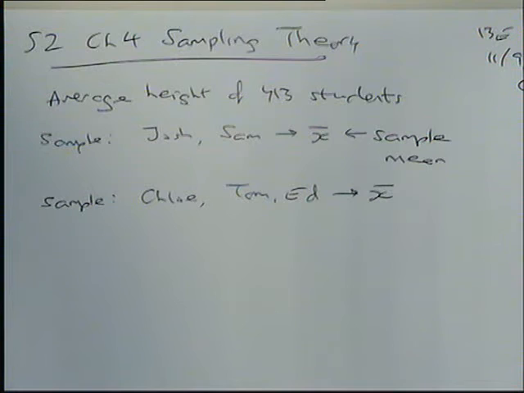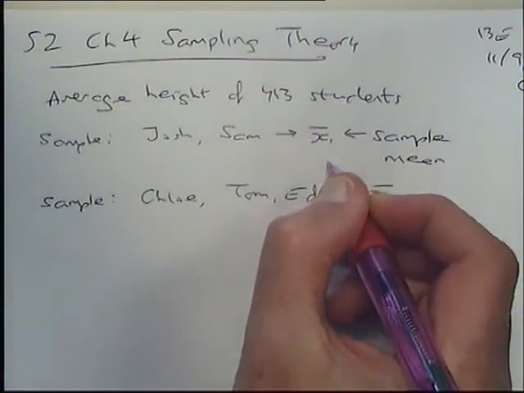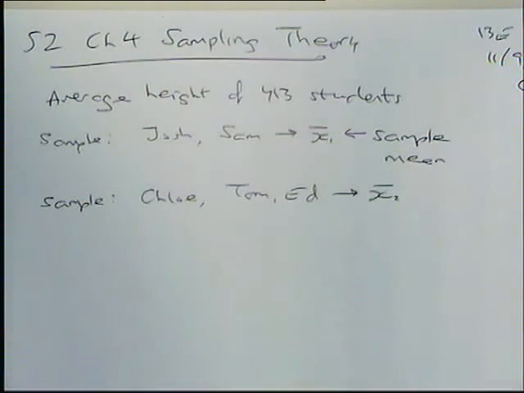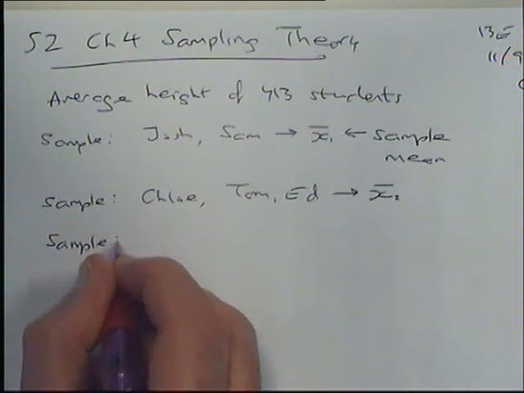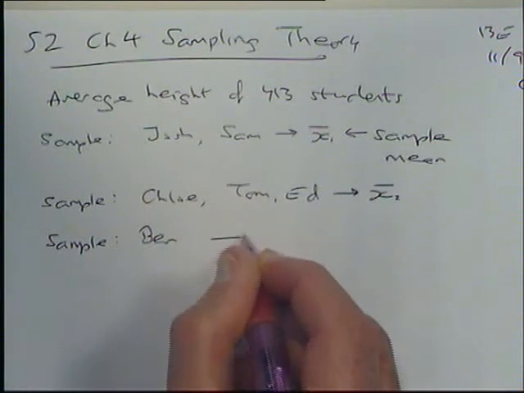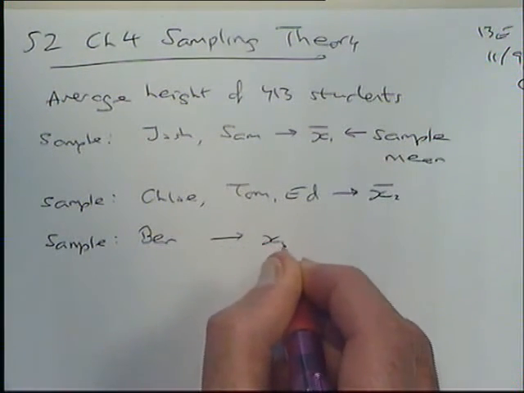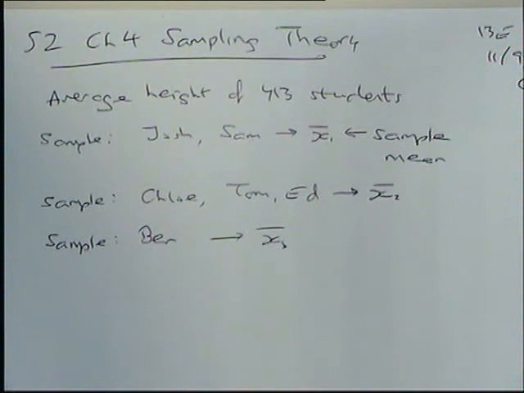Will it be identical to the first sample mean? Not necessarily. So what I'm going to say is that's x1 bar, that's x2 bar. I have a first sample mean and a second sample mean. Now, I think I completely ignored Ben. So I could have another sample, just of Ben. I could average Ben and I would get a third sample mean, x3 bar. They are all sample means.